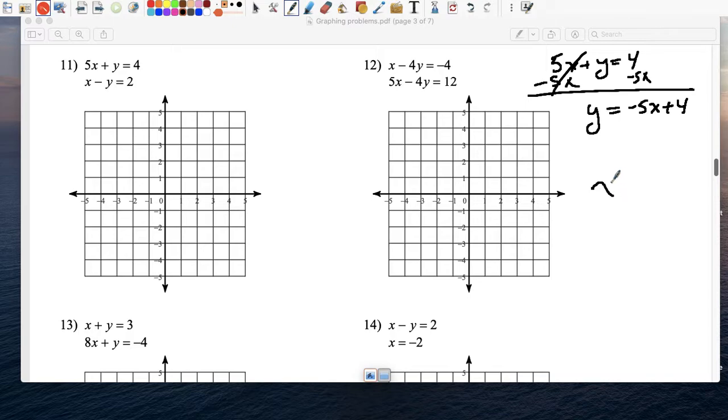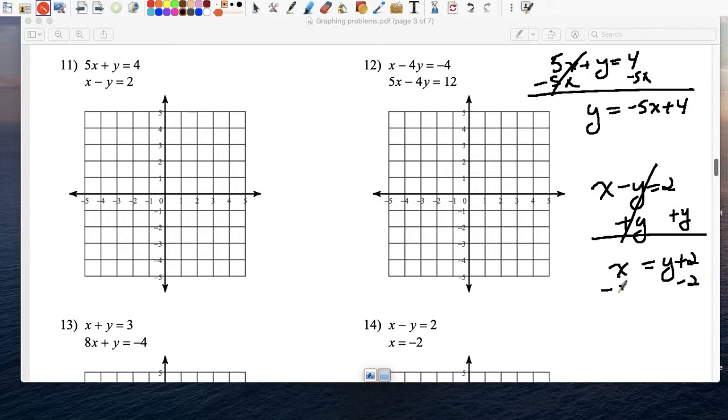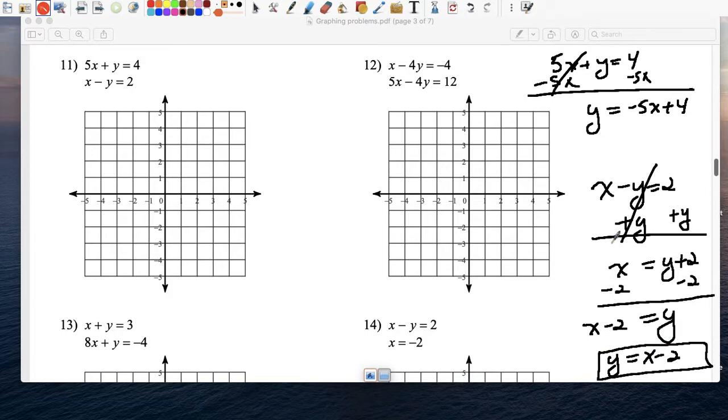Bottom one, x minus y equals 2. I personally like to get rid of the y and throw the y on the other side. I get rid of these two y's on this side, and the y happens to be on the other side. So now I got x equals y plus 2. I don't have to deal with any negative y's. Now I do minus 2 and minus 2, and I get that y equals x minus 2, which is the same thing. So if you want to switch it around and rewrite it on the other side to make it easier to read, those are my two equations.